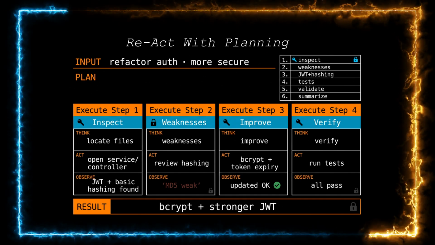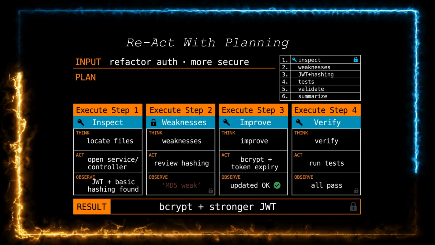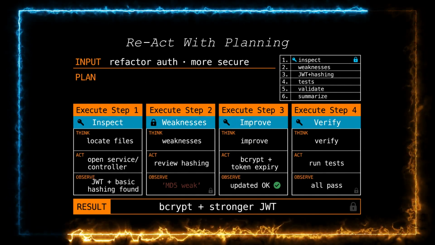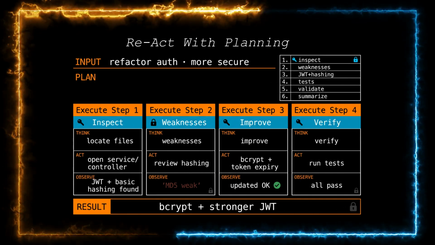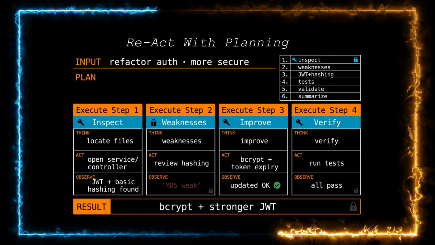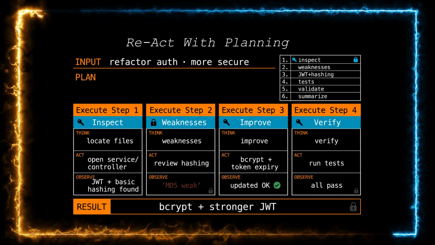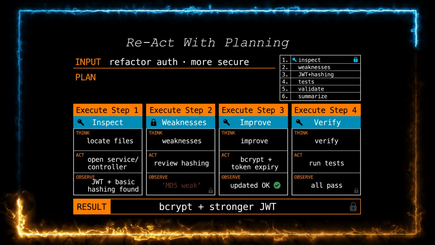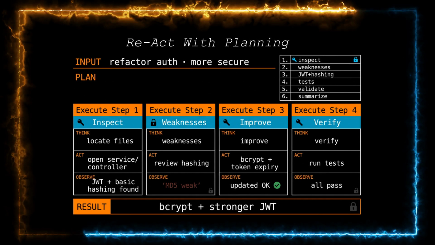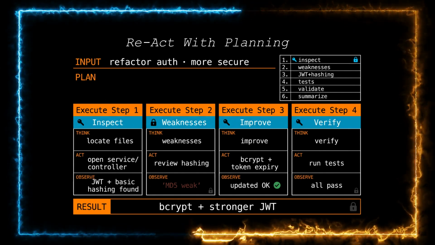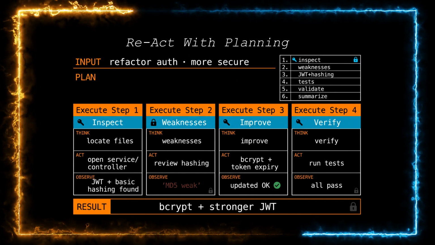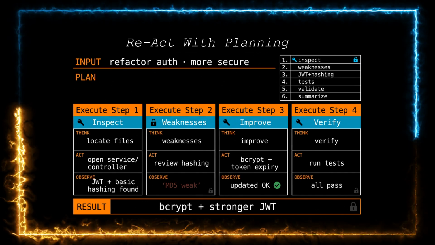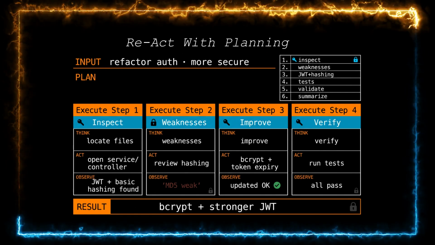Execute step 1. Think, I need to locate auth module. Act, open auth service and controller files. Observe, found JWT auth with basic password hashing. Execute step 2. Think, check for weaknesses. Act, review password hashing logic. Observe, passwords are using weak hashing, MD5. Execute step 3. Think, improve hashing and JWT handling. Act, replace MD5 with bcrypt, update token expiry. Observe, code updated successfully. Execute step 4. Think, verify changes. Act, run test suite. Observe, all tests pass. Final result, authentication module refactored with stronger password hashing and improved JWT security.